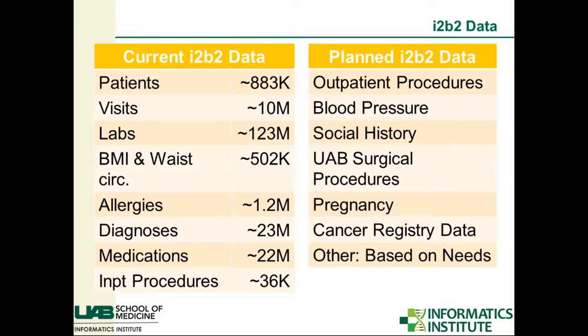So I2B2 data, just to recap, if Matt didn't tell you, we have data on almost 1 million patients, 883,000 patients, 10 million visits, and so on. And most of the data, a big chunk, is labs. This is often the case in these systems, and medications. And then we're working diligently to bring more data over from Cerner into I2B2, and also data from Cancer Registry. And we'll be bringing data from other systems I'll talk about a little later in this talk.